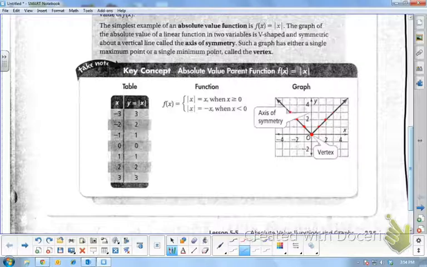So just like the quadratic had a slope, the quadratic slope changed though. This one always goes up 1 over 1, but we do have to repeat it because it is symmetric. It does have that axis of symmetry down the middle.